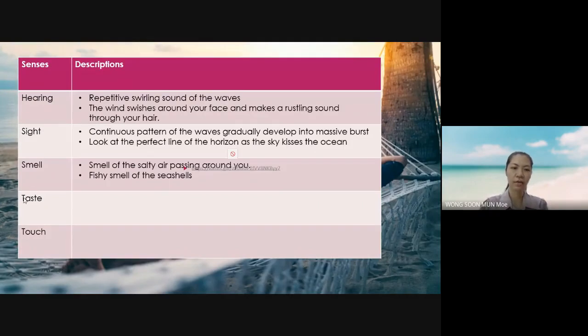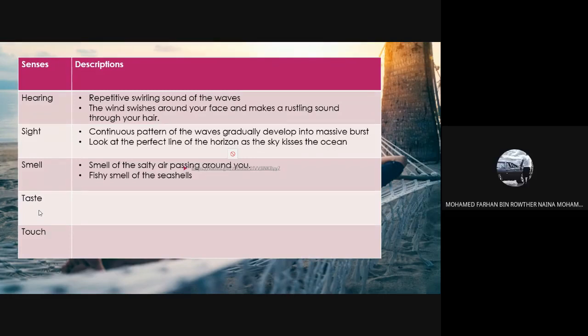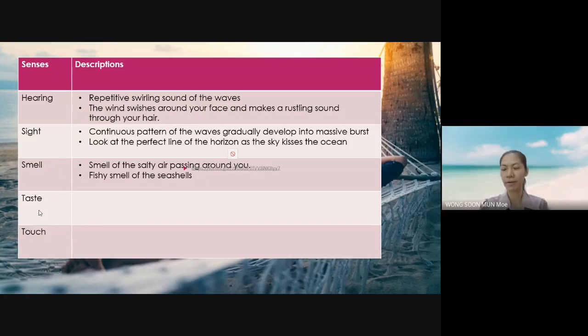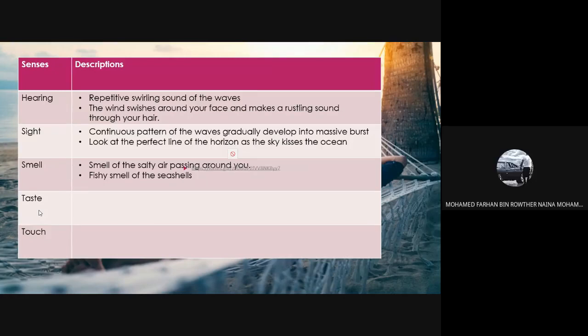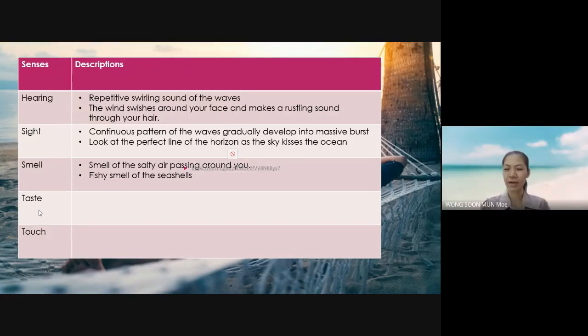Okay, now the next sense, taste. What can you taste at the beach? The taste of kebab. Okay. Barbecue. What about the others? If you are shy to talk, I know Farhan is very outspoken, but not everyone is as outspoken as Farhan, right? If you're shy to talk, you can just type your answer in the chat box. What can you taste?